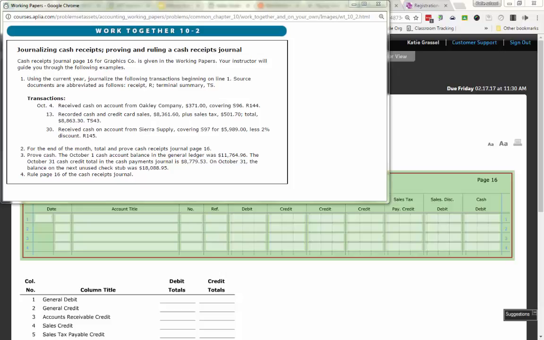So we already spent time this week going through and looking at our cash receipts journal, but it's important to realize that this journal is used anytime the business is receiving money. So our source document that we're going to be using is going to be an R 90% of the time. But we also have something called a TS, which we used before, which is our terminal summary.